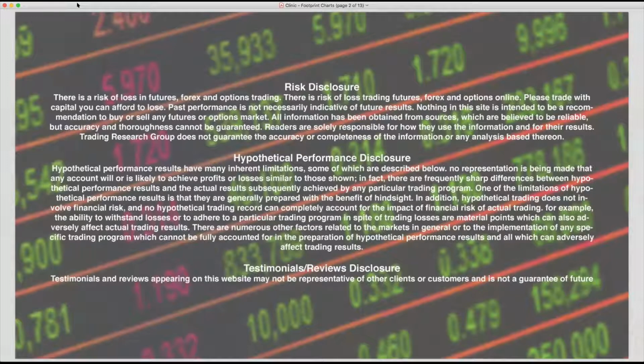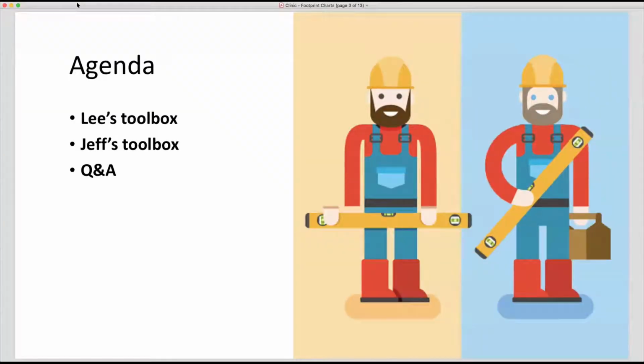As normal, this is for educational purposes only. All this stuff is at your own risk. Take everything that you're hearing with the relevant pinch of salt and use your own judgment. And as I said, the agenda is going to be, I'll go through the tools in my toolbox, Jeff will do his, and then we'll interact for some Q&A.